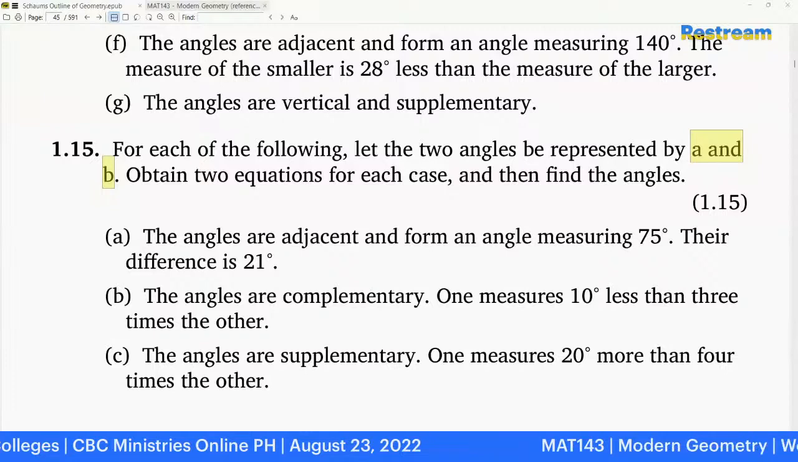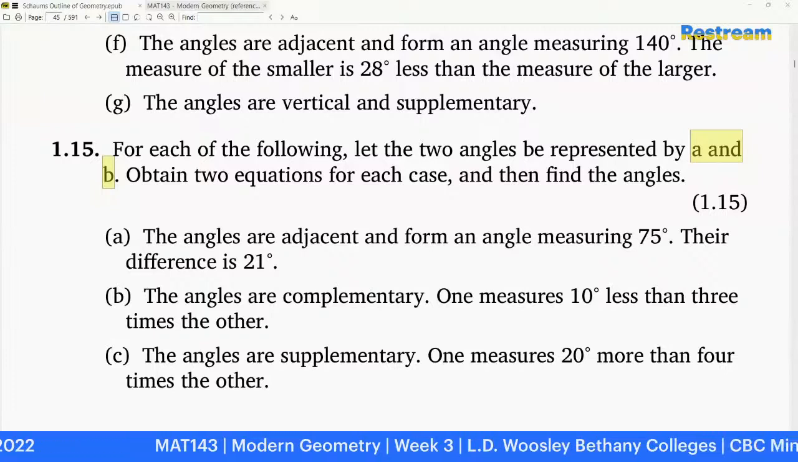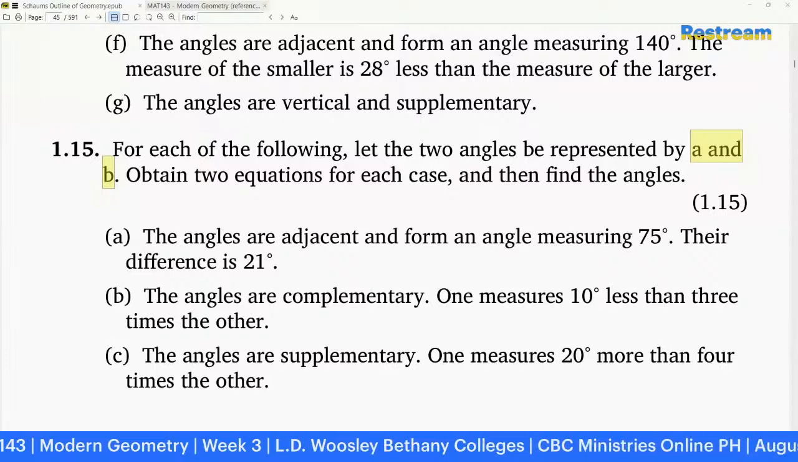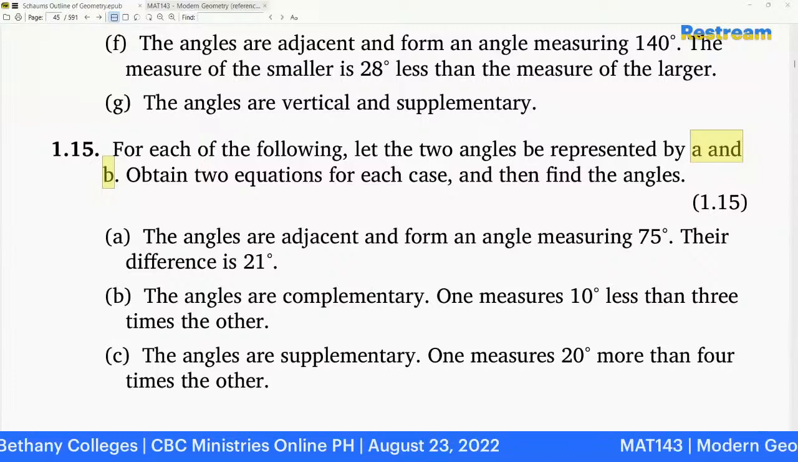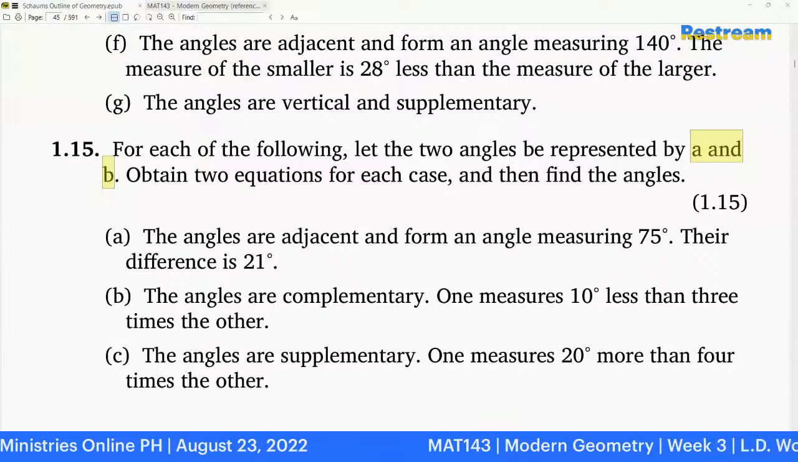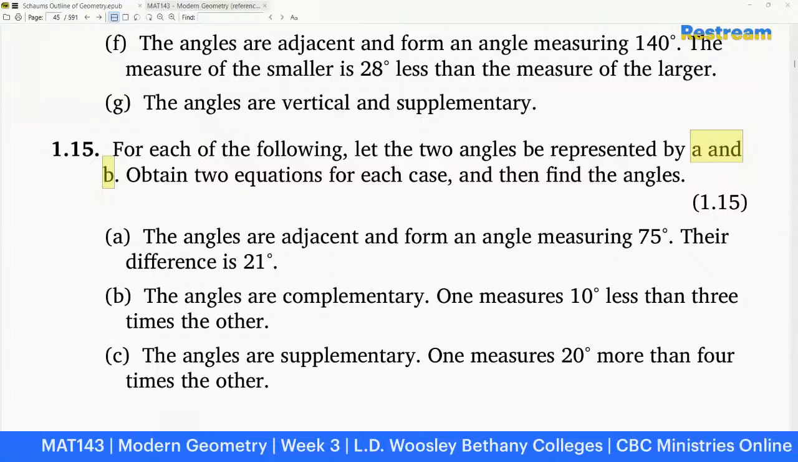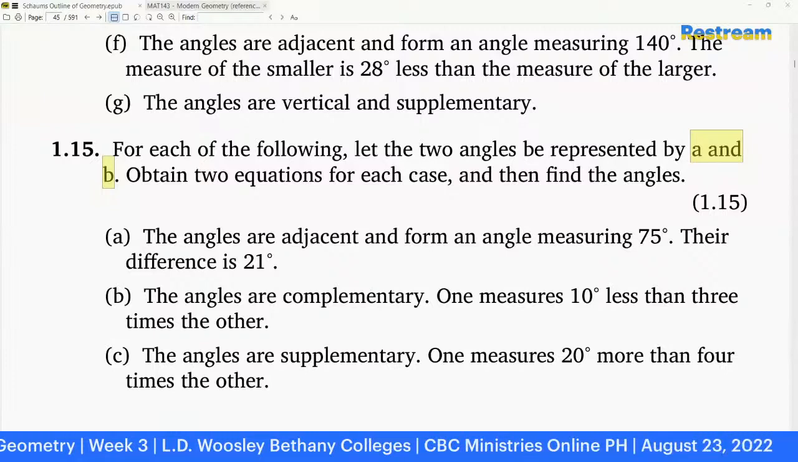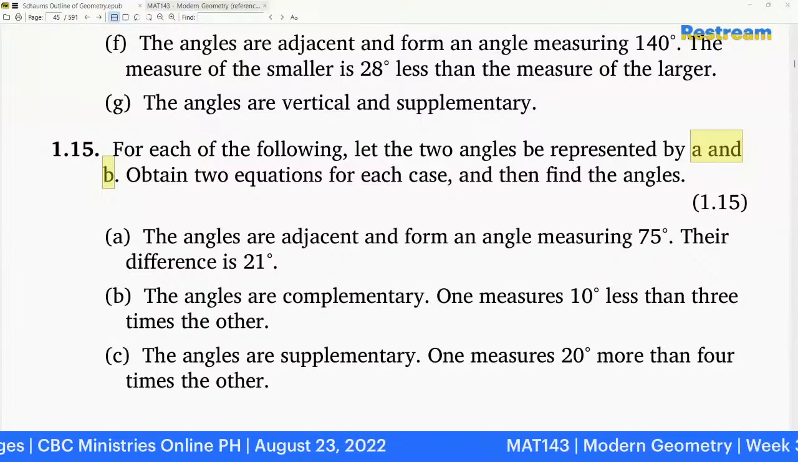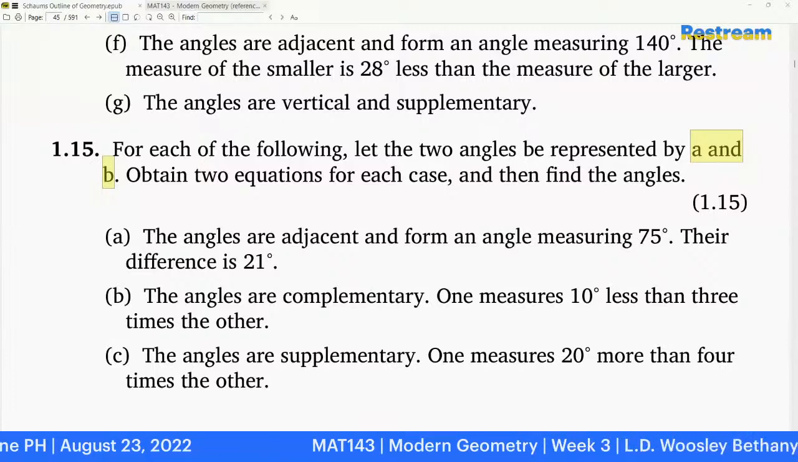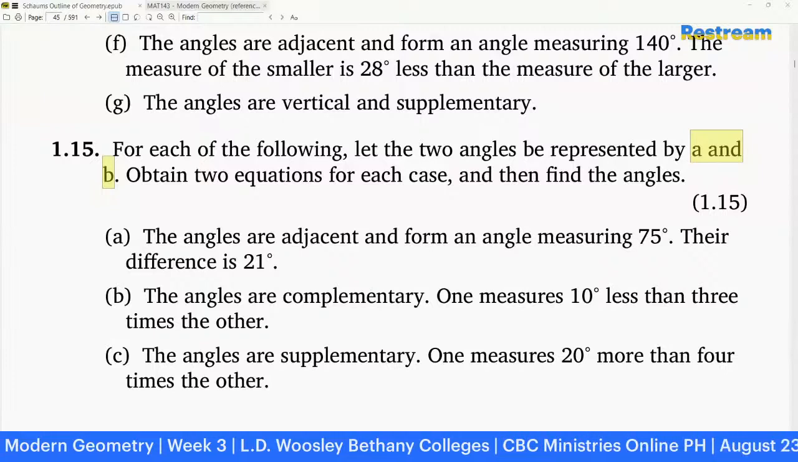And then what's the other angle? A is 48, then B is equal to 27. Kasi 48 plus 27 is 75. Alright? 48 minus 27 is 21. Alright?